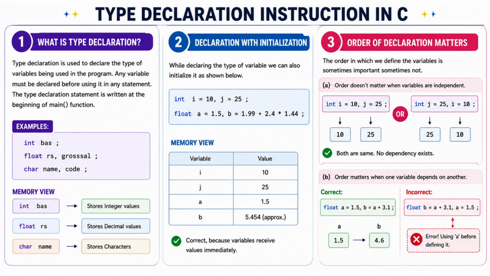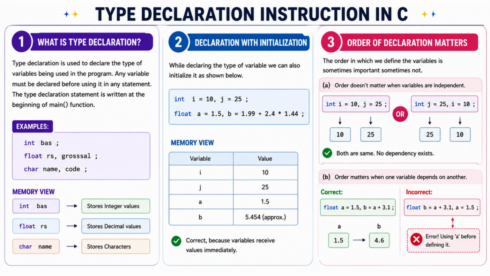The next point is the order of declaration. The order in which we define a variable is sometimes important, and sometimes it is not. The order of the variables does not matter when the variables are independent. As shown below, the i or j location can be interchangeable because they do not depend on each other, but in other examples, the order of variables matters because they are dependent. Therefore, the first one is correct and the second is incorrect.